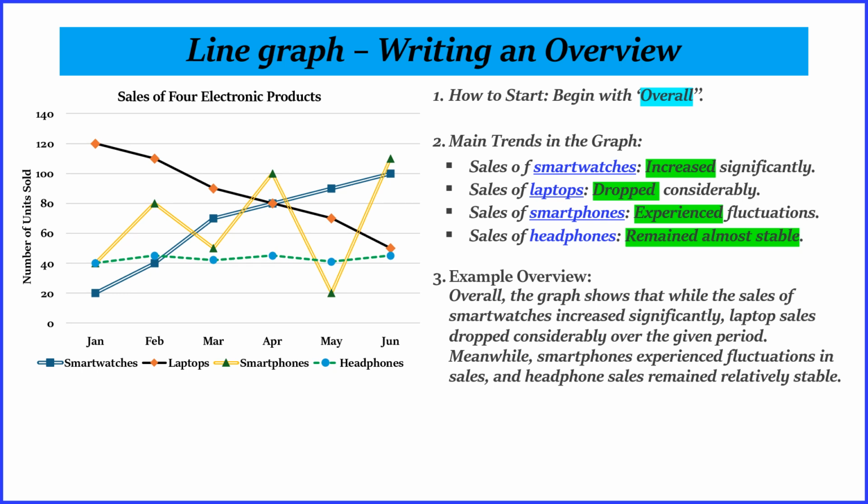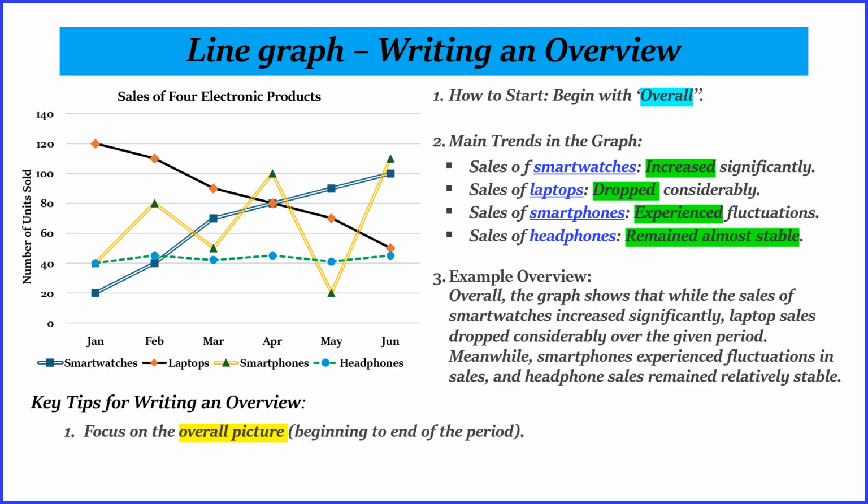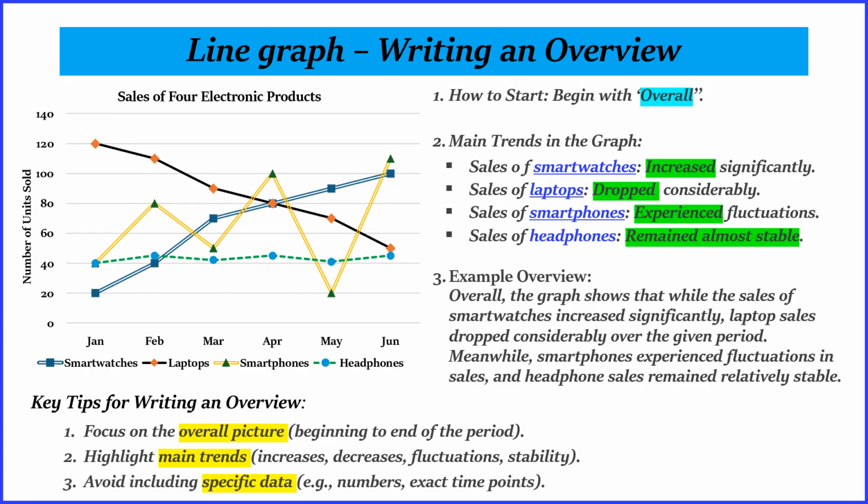Pause the video here and read the overview written here. When writing the overview, focus on the overall picture. Look at the graph from the beginning to the end of the given period rather than focusing on specific time references. Start the overview with overall. Highlight the main trends such as increases, decreases, fluctuations, or stability. Avoid including details such as exact sales numbers or specific time points.